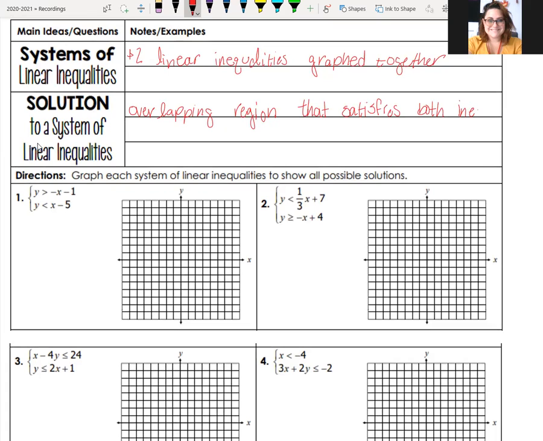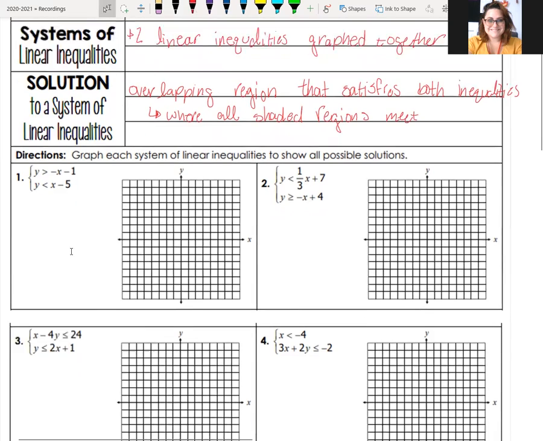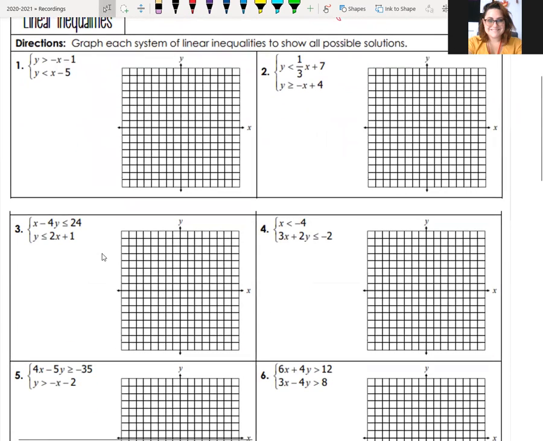Inequalities, I-N-E-Q-U-A-L-I-T-Y, inequalities. We could also say where the shading area meets. So let's go ahead and graph some. The first one I'm going to do in red. And the second one I will do in purple.